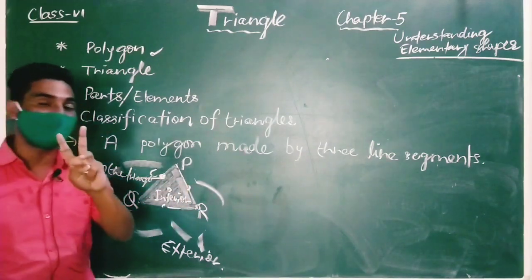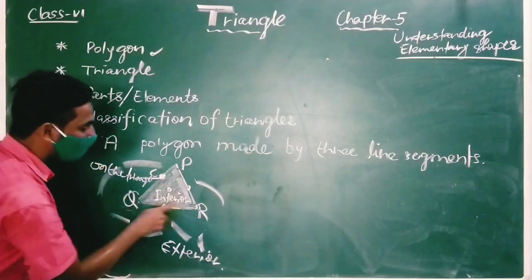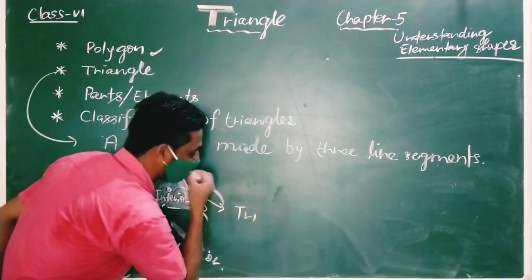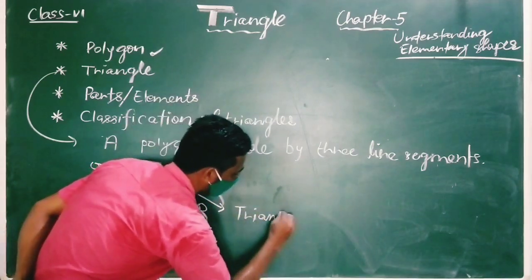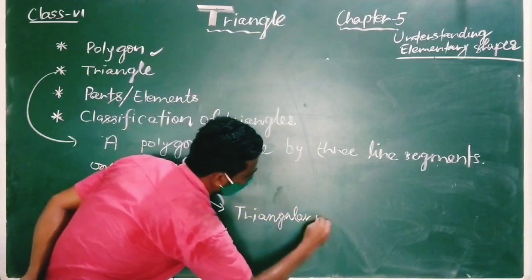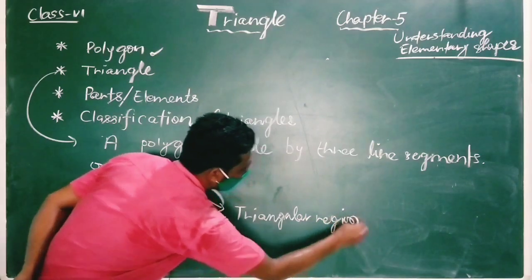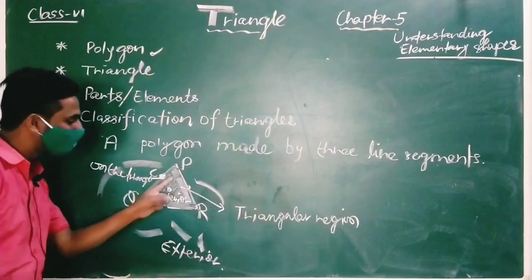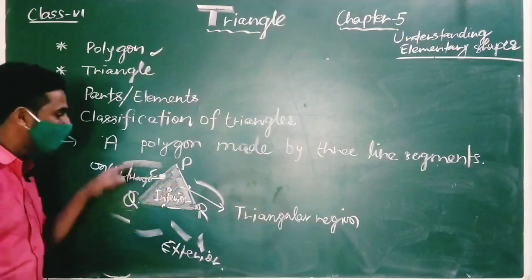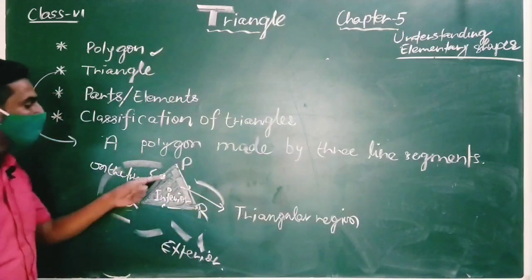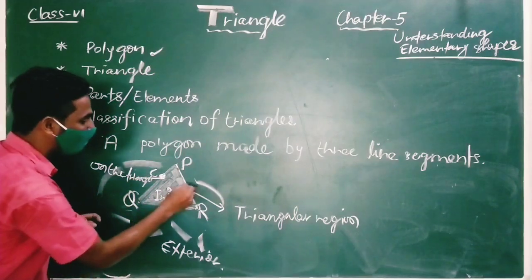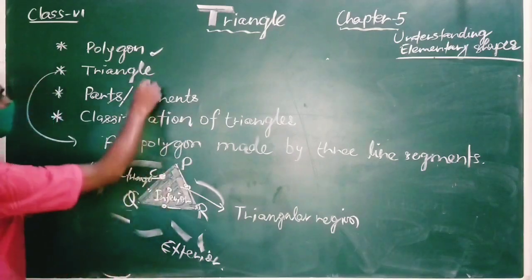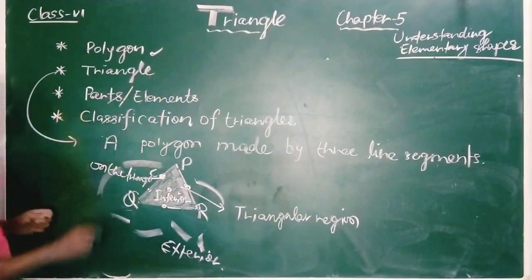So 3 things I have discussed, which are very important. This is called the interior, as well as the triangular region. The space which is enclosed by these 3 sides is called the triangular region, and this region is the interior of the triangle. This part is called the exterior of the triangle, and any point which is on the sides is called on the triangle. So this is the triangle. Now after the triangle, here we have to discuss what?